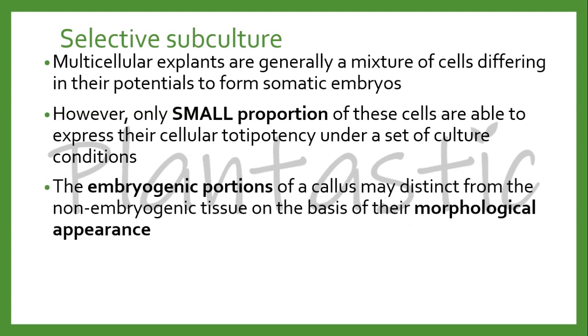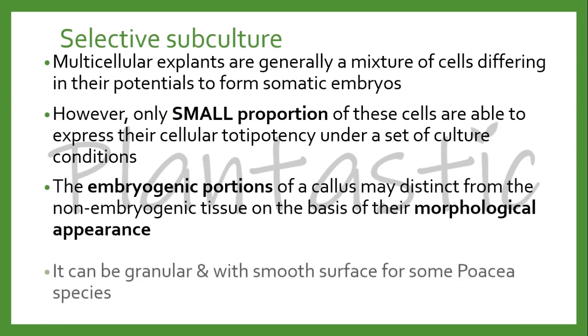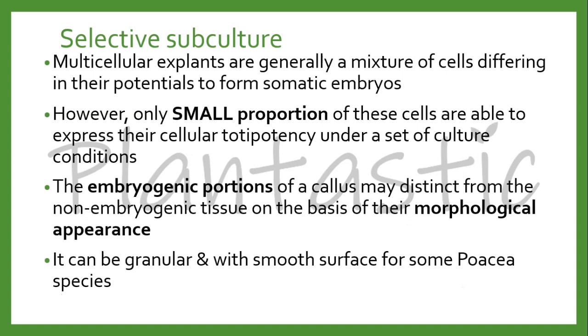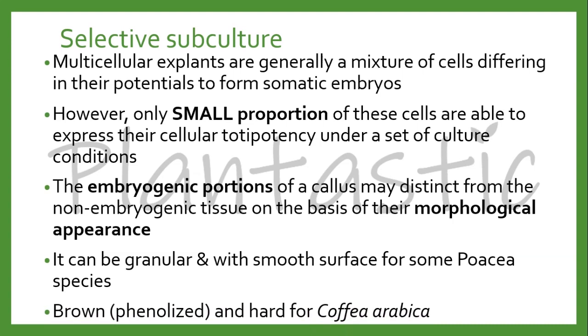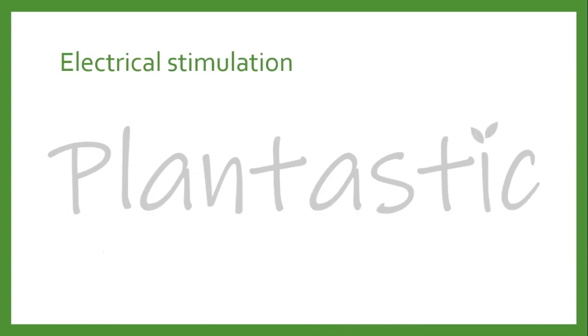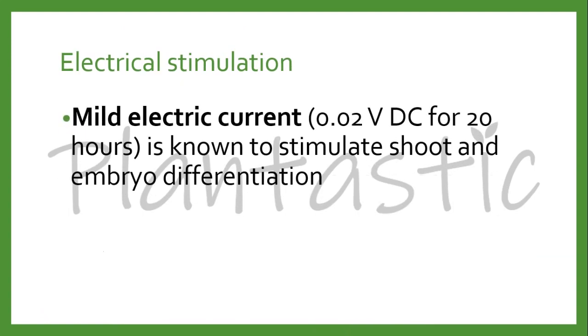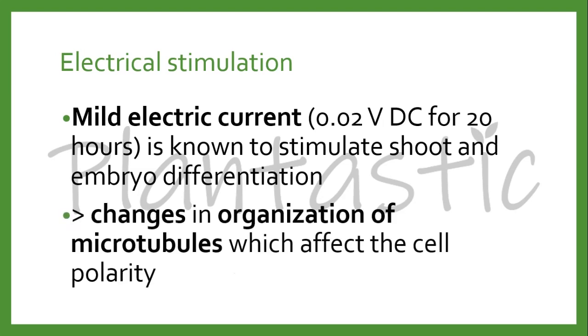The embryogenic portions of a callus may be distinguished from the non-embryogenic tissue on the basis of their morphological appearance. It can be granular with a smooth surface for some Poaceae species, which are grass species. But for coffee, Coffea arabica, it will show brown, phenolized, and hard texture. In some studies, electrical stimulation is found to be useful by applying a mild electric current, which is known to stimulate shoot and embryo differentiation in somatic embryogenesis. It will induce changes in the organization of microtubules, which affect the cell polarity.